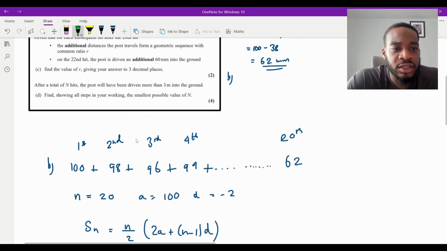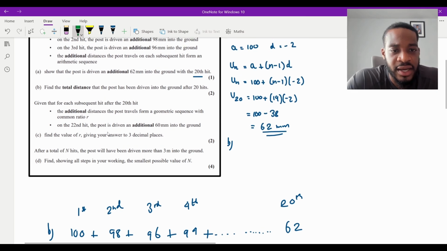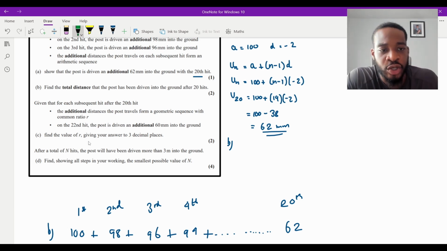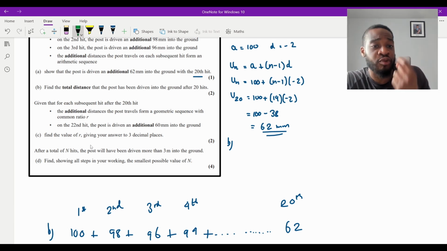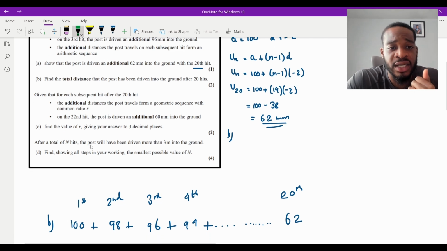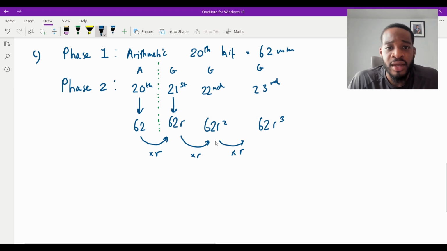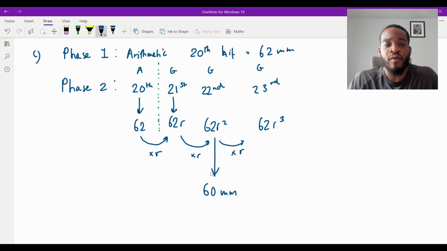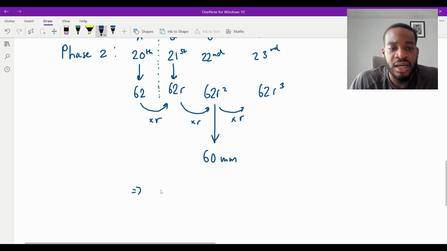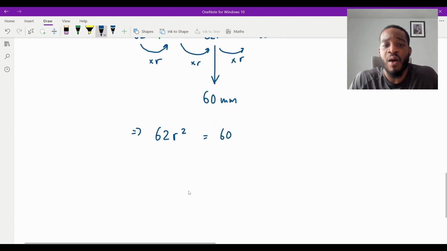Now, they told us the distance after the 22nd hit: it's been driven an additional 60 millimeters. So with that information, I can figure out what r is, because I have an expression for the 22nd hit. It's going to be 62r squared, isn't it? So 62r squared, which represents the 22nd hit, which is right here, is going to represent the additional 60 millimeters it travels. So I can say that 62r squared has to equal 60. And then that way I can figure out what r is.